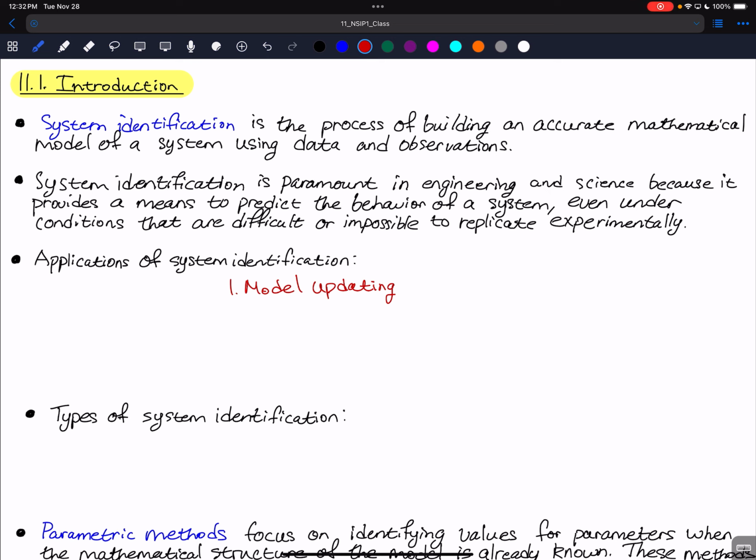And this is where you have some existing model that doesn't match the observed behavior. And so you want to do system identification to adapt and adjust that model so that it reproduces the measured data. And second is for control system design, where by having that mathematical model, you can now actually go ahead and design a control system for that structure. There are cases where you can use system identification as a way to improve signal processing.